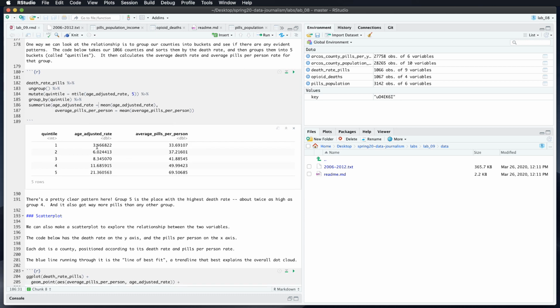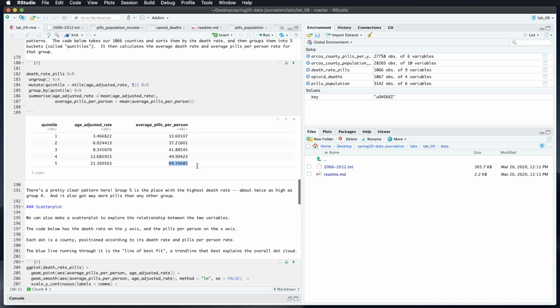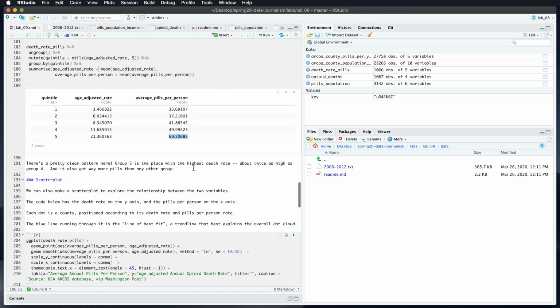And we see as we go, as the age-adjusted rate goes from 3 in group 1 to 6 in group 2 to 8 in group 3 to 11 in group 4 to 21, it's slowly climbing. We see a similar thing with the average pills per person, going from 33 in group 1, 37 in group 2, 41 in group 3, 49 in group 4, to close to 70 in group 5. So pretty interesting pattern there. Something that I think would be worth bearing out further reporting.